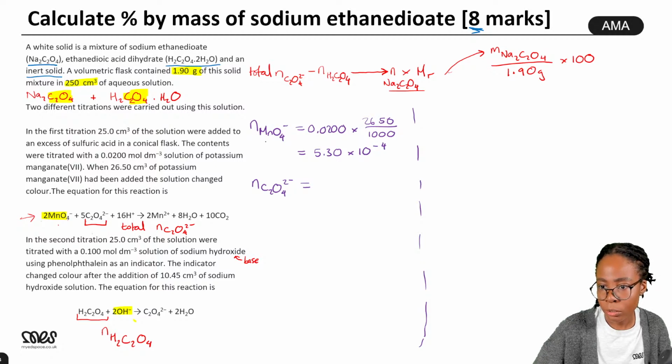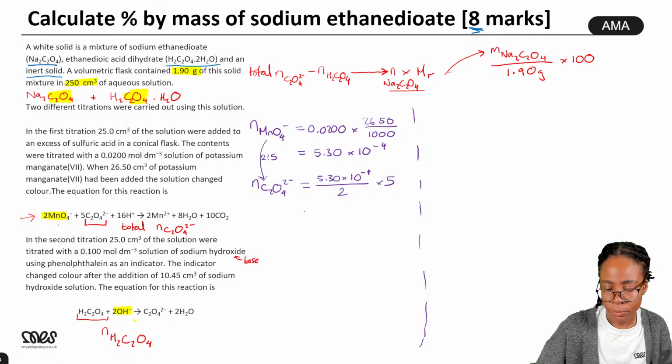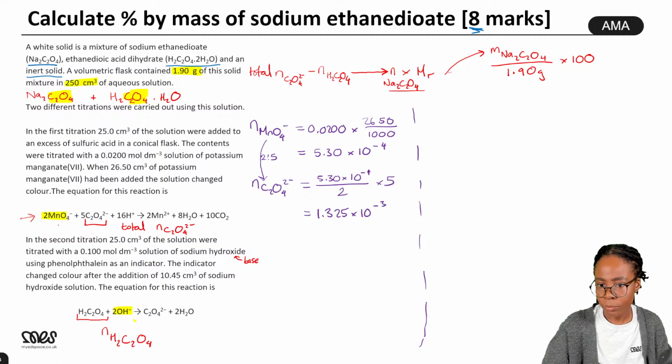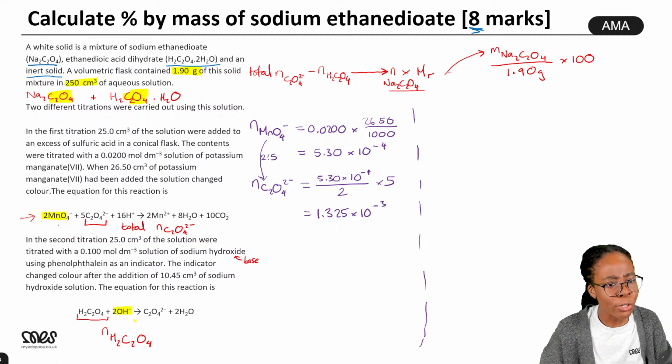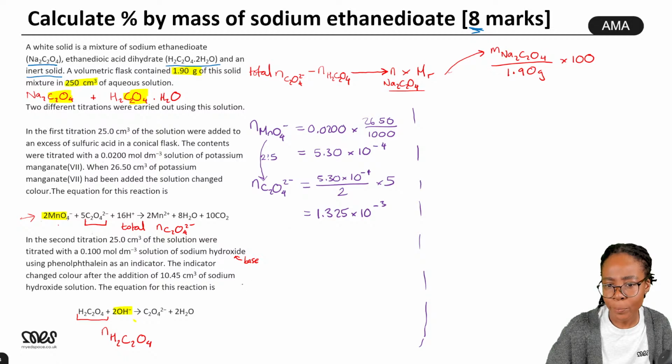What's the ratio? Wonderful, Liam, 2 to 5. So we'll take 5.30 times 10 to the minus 4, divided by 2, times it by 5, to give us 1.325 times 10 to the minus 3. Look at us, we got 2 marks already. Okay.